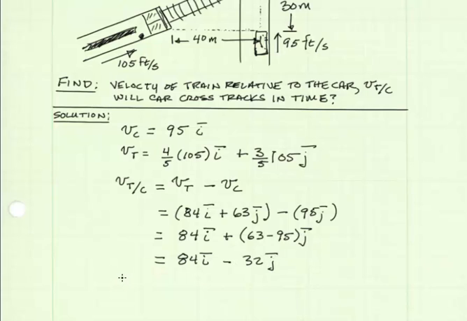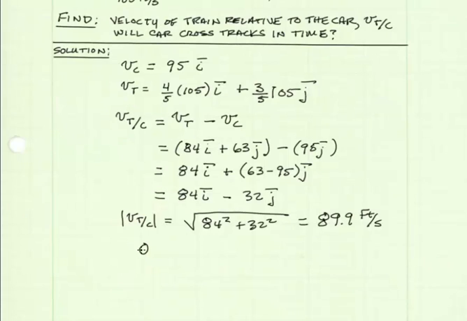Its magnitude is equal to the square root of the sum of the squares, which is equal to 89.9 feet per second. The angle at which it acts, theta, would be equal to the inverse tangent of our rise over our run, which is 20.9 degrees measured in that direction. So now we want to know if the car is going to make it.